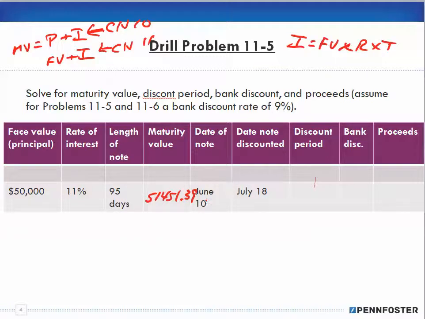So now the next thing we need to do is figure out what our discount period is, and that's very similar to the last problem. Between June 10th and July 18th. So June has 30 days.